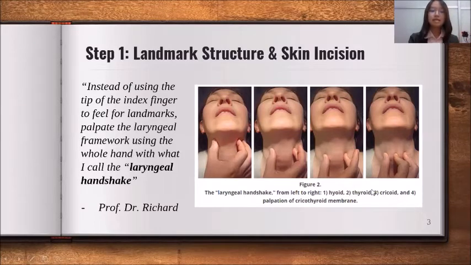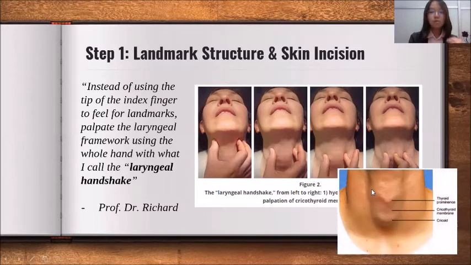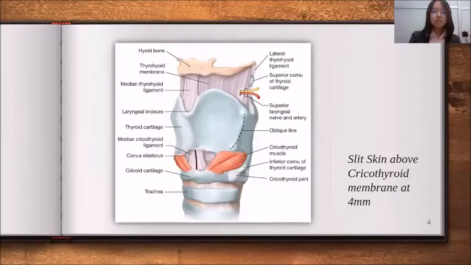Take note that the thyroid prominence is evident in male, whereas thyroid and cricoid bone is almost equal prominence in female. So after identification, slit the skin above the cricothyroid membrane vertically at about 4 mm. Bleeding is usually common and should not be worried about. So now that you know how to identify the cricothyroid membrane in both genders and make a clear incision on the skin, next I will inform you the techniques in puncturing the membrane and also inserting a Bougie.